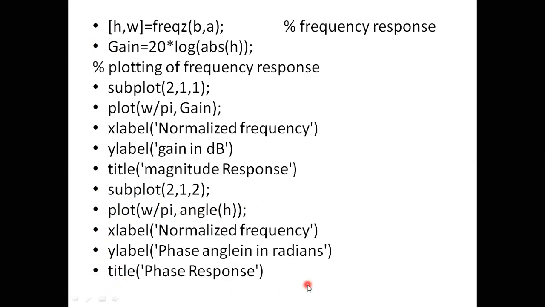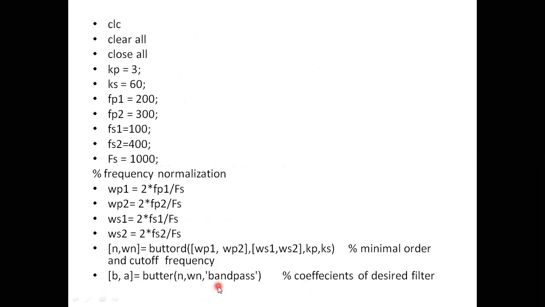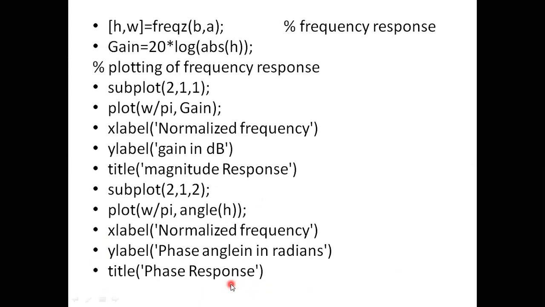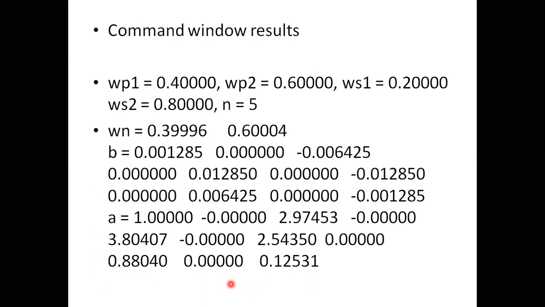So this was about the IIR Butterworth filter band pass, design of IIR Butterworth filter band pass. For stop band filter, just here in place of band pass, write the stop. So you will get the frequency response of stop band filter.